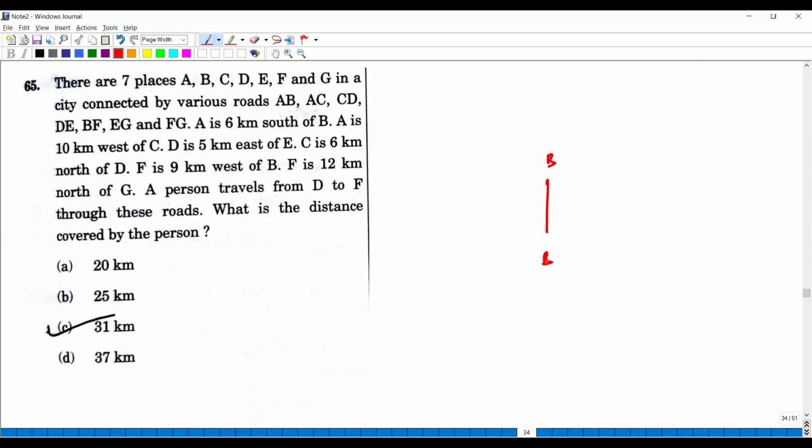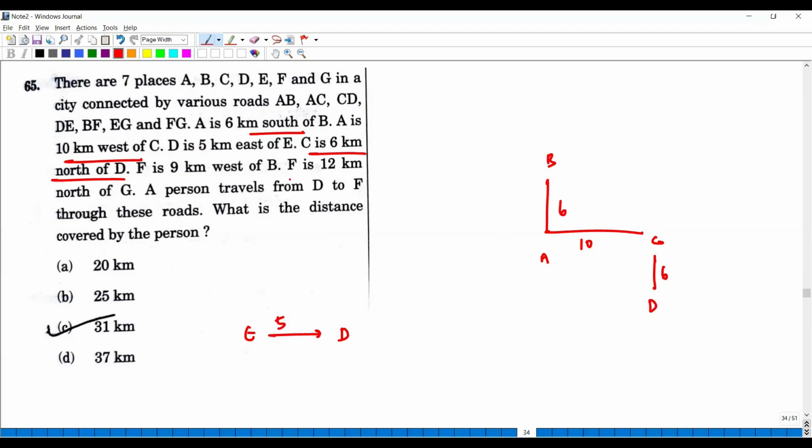That is, A is south of B, 6 kilometers. Then A is 10 kilometers west of C. So C is east. D is 5 kilometers east of E. E east is D, 5. We'll attach it later. C is 6 kilometers north of D. C is north means D is south, that is 6 kilometers.